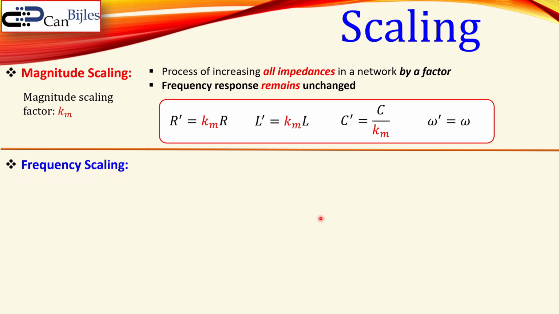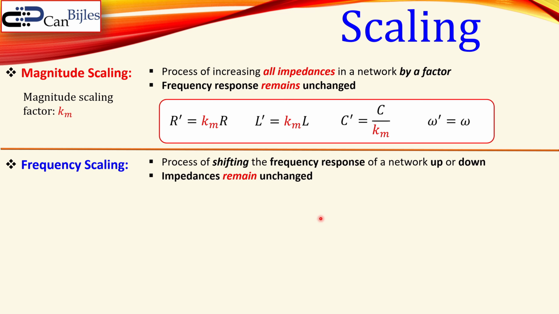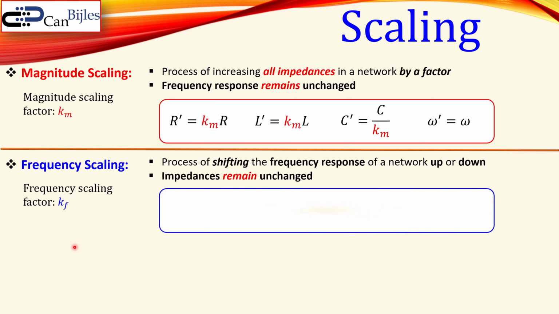Now when you do only the frequency scaling, what happens? Now that is a process of shifting the frequency response over network up or down. So you actually make a shift in the frequency only, and impedances remain also unchanged here. So that is actually the reverse case of the magnitude scaling. So for that frequency scaling we use the coefficient or the parameter Kf, so it's denoted by this letter. And now we have the following formulas.